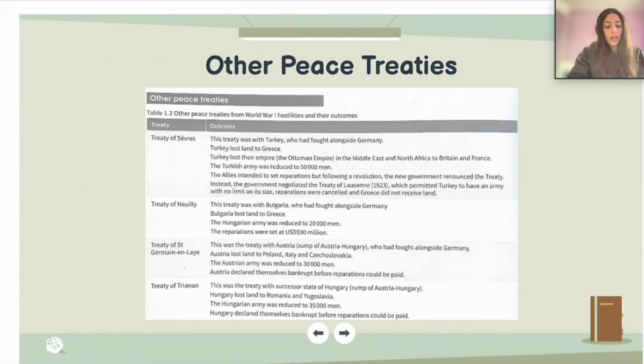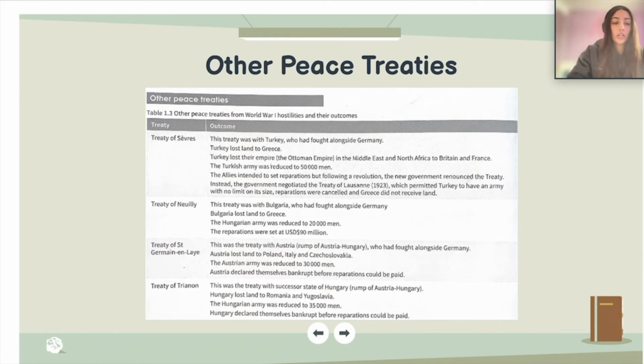Okay, so we do have other peace treaties that we want to have a look at. So we have the Treaty of Sevres, which was with Turkey, who had fought alongside Germany. We also have the Treaty of Neuilly, which is with Bulgaria, who had also fought alongside Germany. We have the Treaty of Saint-Germain, which was with Austria, who had also fought alongside Germany. And then the Treaty of Trianon with the successor state of Hungary.